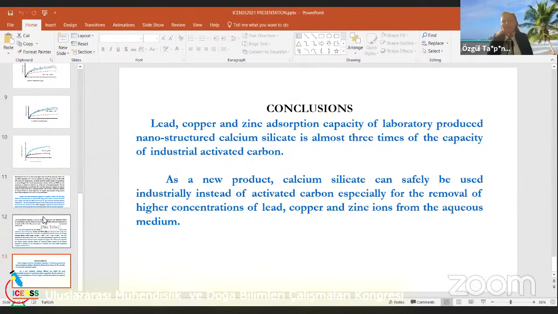As the conclusion, I can say our laboratory produced a new nanostructured, nanoporous product in which the pore diameters are around 5 to 20 nanometers. We have found this by TEM analysis, transmission electron microscopy, but I didn't give it here. We have given it somewhere else. Because of its nanostructure, its heavy metal adsorption capacity is much higher than that of activated carbon, which is an expensive industrial product. I can say that we can safely use calcium silicate for the adsorption of especially mining effluents, high concentration heavy metal ion effluents.